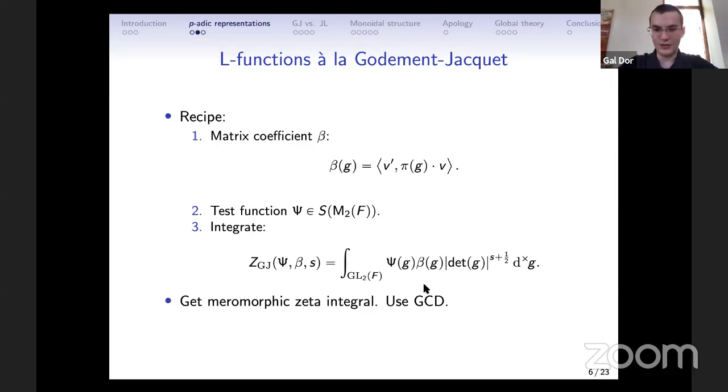You take the matrix coefficient, which is a function on GL2(F). You take the test function, which you can restrict to GL2(F). You integrate them with some function, and you get a meromorphic function of s. This is called the zeta integral. And when you take the GCD of all of these functions, then you get something called the local L function.